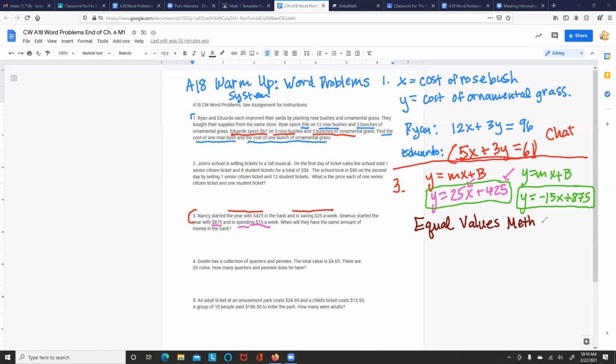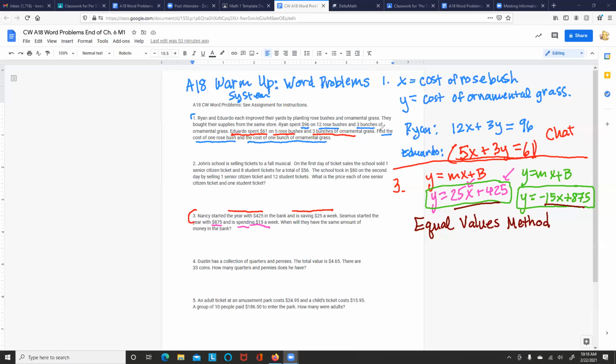Equal values method. Yes. Thank you. It's called the equal values method. Since it's y equals this, y equals that, we're going to set them equal to each other, right? If I wanted to solve this, I'd put 25x plus 425 equals negative 15x plus 875, right? We would totally use the equal values method to solve this, but we don't have to solve this. We're just setting up the problems. Unless you really, really want to solve it, then go ahead and do that later on.